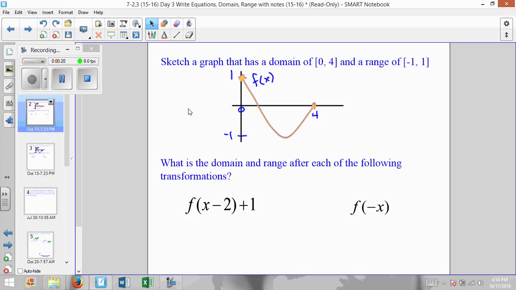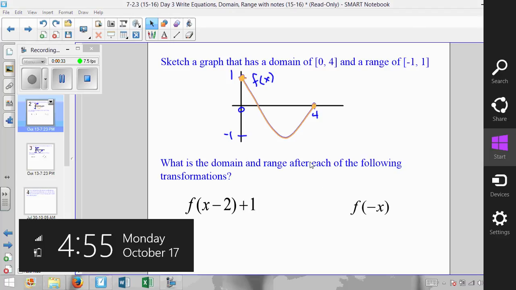It says sketch a graph that has a domain from 0 to 4 and a range from -1 to 1. So I just made up a random graph. It could have had a bunch more squiggles in the middle or whatever. So this was a pretty basic one. And the question is, what is the domain and range after we do the following transformations?